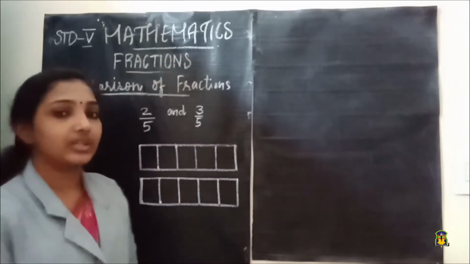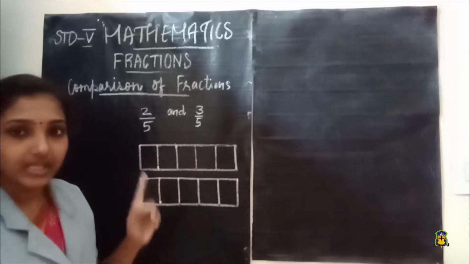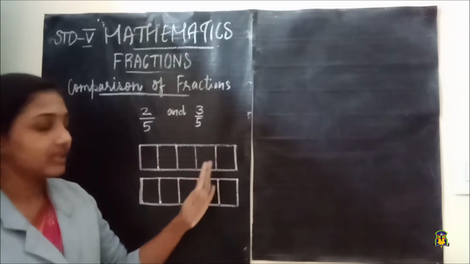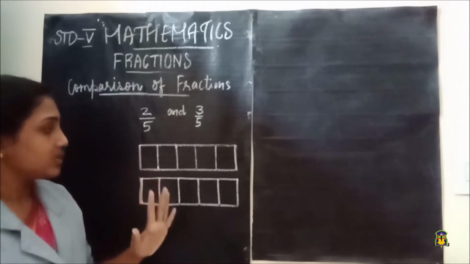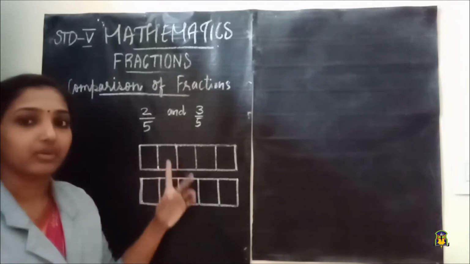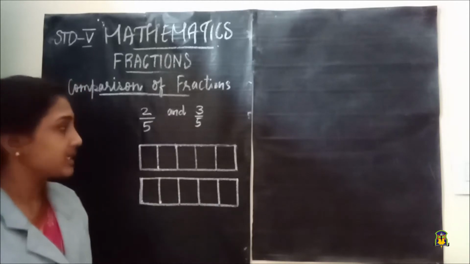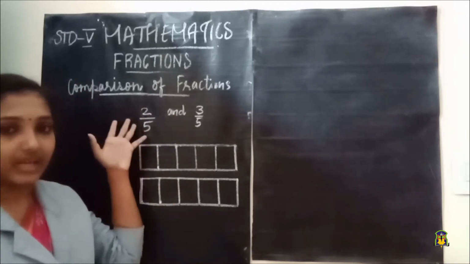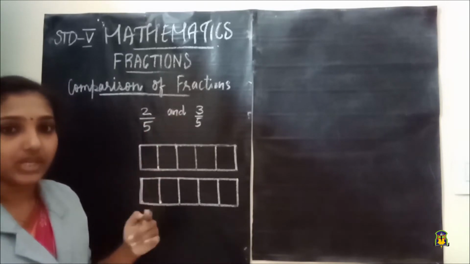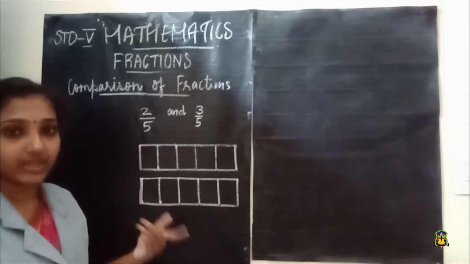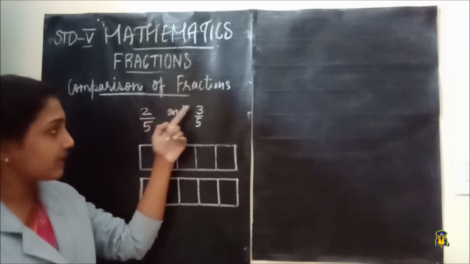For that, I have here a rectangular piece. Let it be a chocolate bar. So I have got a rectangular chocolate bar here, and I have divided it into 5 equal parts. So here the fractions to compare are 2 by 5 and 3 by 5. We have to check and say which one is the greater one and which one is smaller.